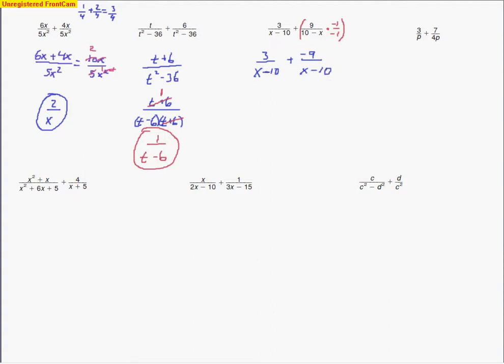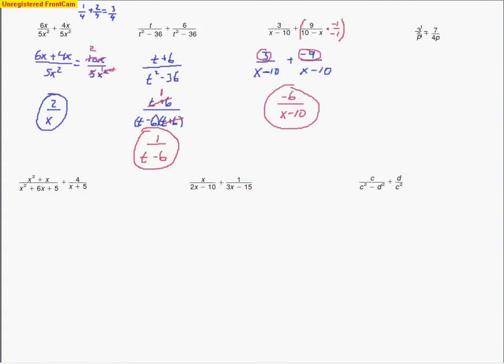And so from that point, we can combine these two terms. This is one fraction. And when I combine 3 and negative 9, I get negative 6 over the x minus 10. And that's the answer.